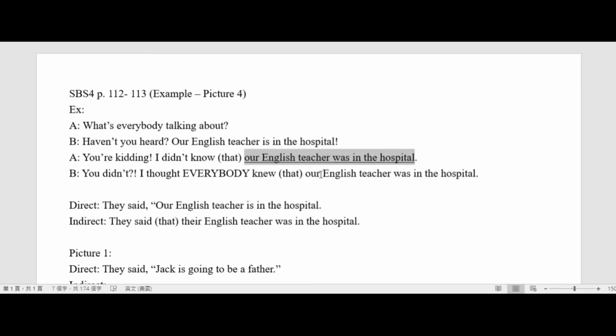Okay, so the same thing here. You don't have to write down that. You can simply say, I didn't know our English teacher was in the hospital. Now you see, this is an indirect speech sentence. It's from this sentence: our English teacher is in the hospital.